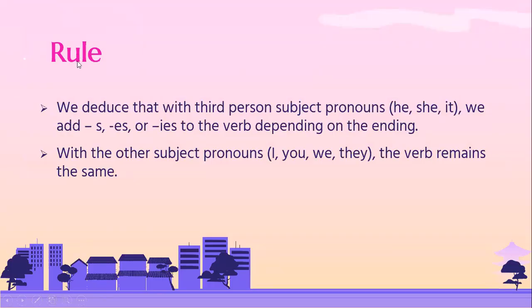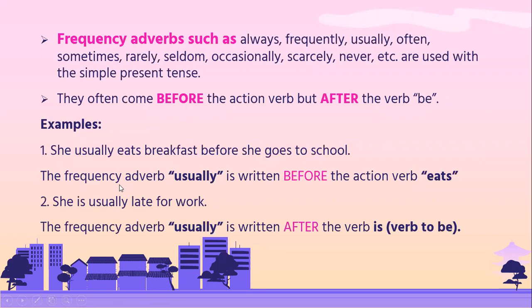So what is the rule that we can deduce? We deduce that with third person subject pronouns, he, she, it, you know that it's a third person, we add S, ES, or IES depending on the ending, okay? With the other subject pronouns, which are I, you, we, they, the verb remains the same. Like I avoid, you avoid, we avoid, they avoid.